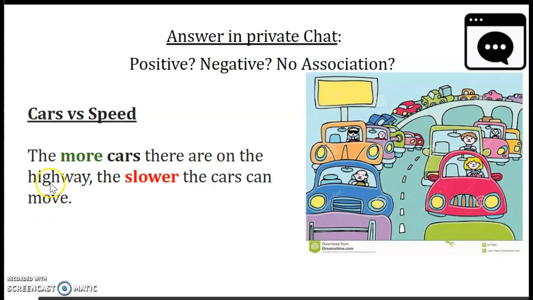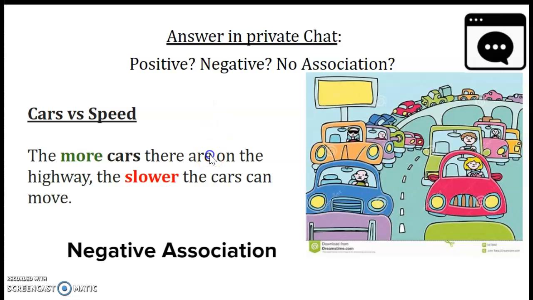What about this? The more cars there are on the highway, the slower the other cars can move. If the number of cars is increasing, but the speed is decreasing, that means it's going in the opposite direction, right? So this will be negative association.